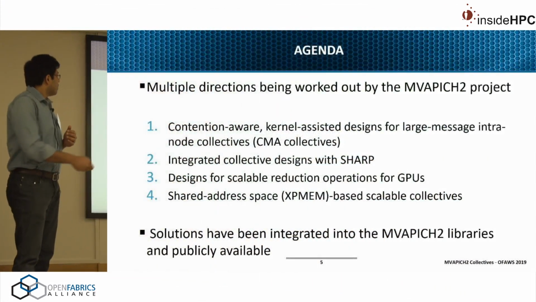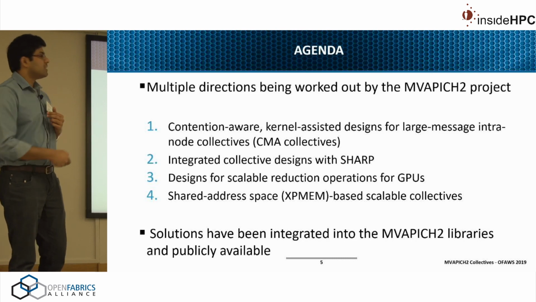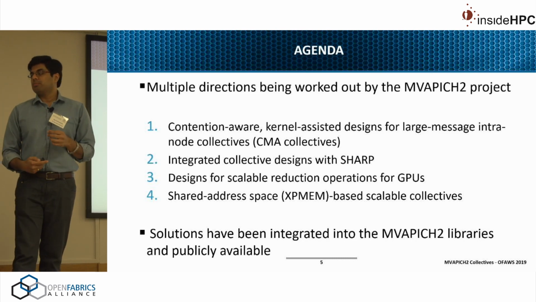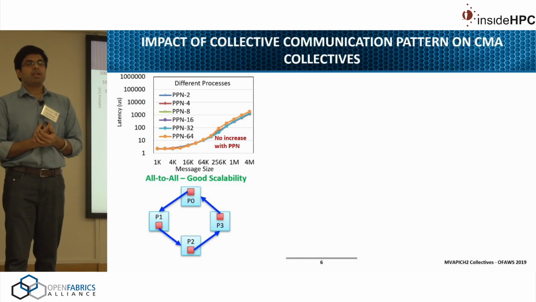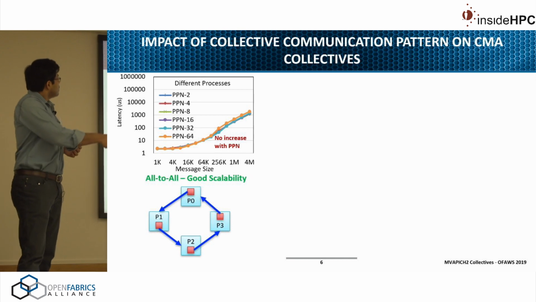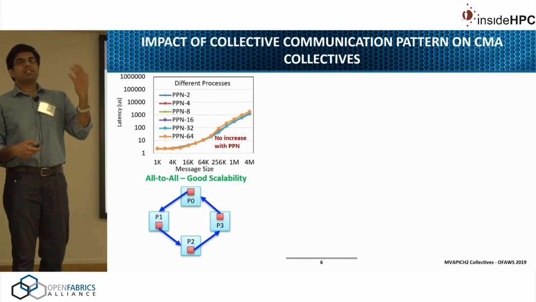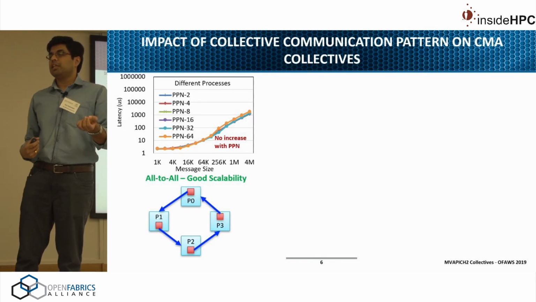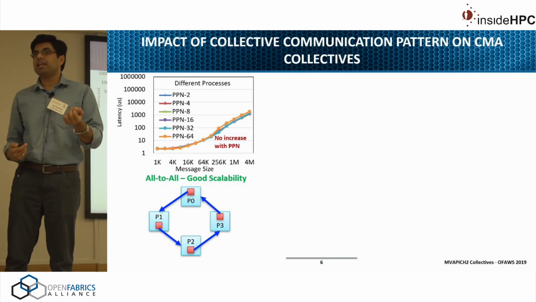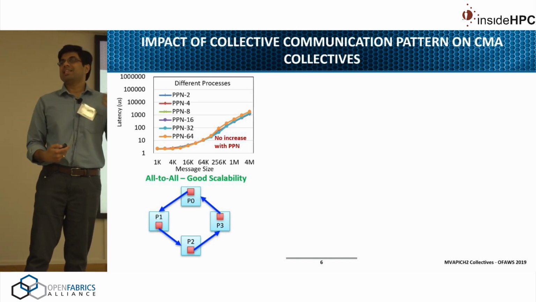But what is the problem with such kernel-based transfer mechanisms? For instance, CMA, or Cross-Memory Attach, from Linux is one such popular method which is available by default in the Linux kernel. Point-to-point is fine. But when you go one step further, when the density of communication increases, when you go from point-to-point to collectives, the story completely changes. So in this slide, we are trying to present that story.